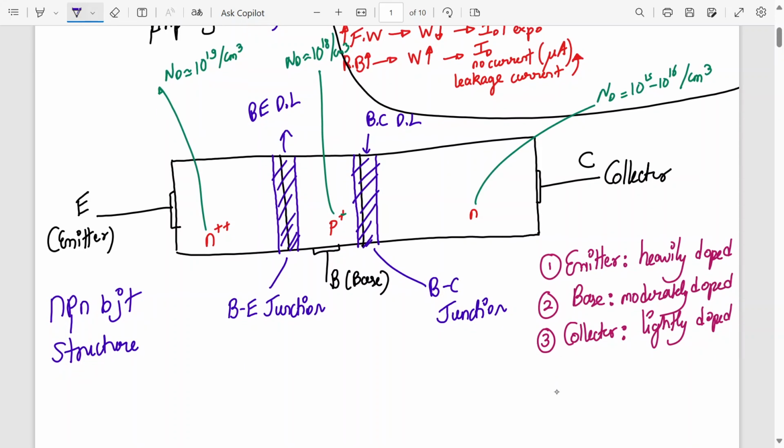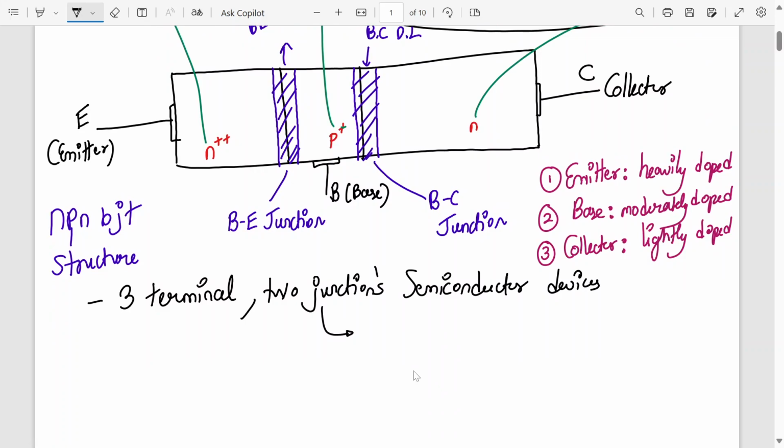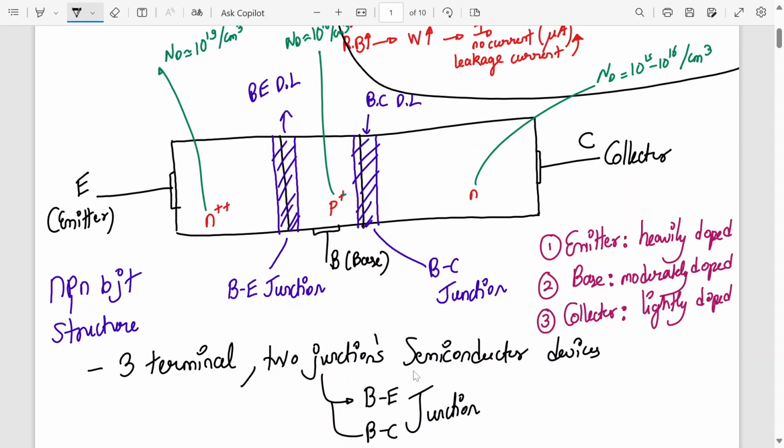Okay, drawn everyone. It's a three terminal, two junction semiconductor device. Which are the two junctions? Can you tell me? Base emitter junction, yes, and the second junction is the base collector junction. So the two junctions are base emitter and base collector.